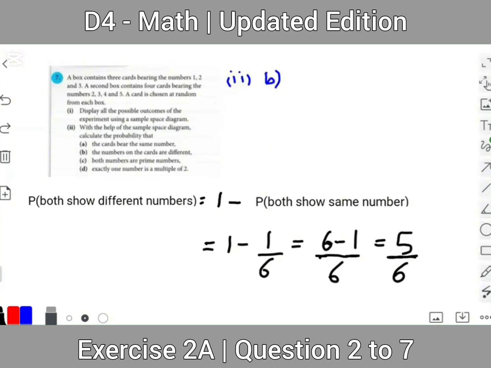Now the probability for both showing different numbers will be equal to 1 minus 1/6, and that will be equal to 5/6. So the probability for both showing different numbers equals 5/6.